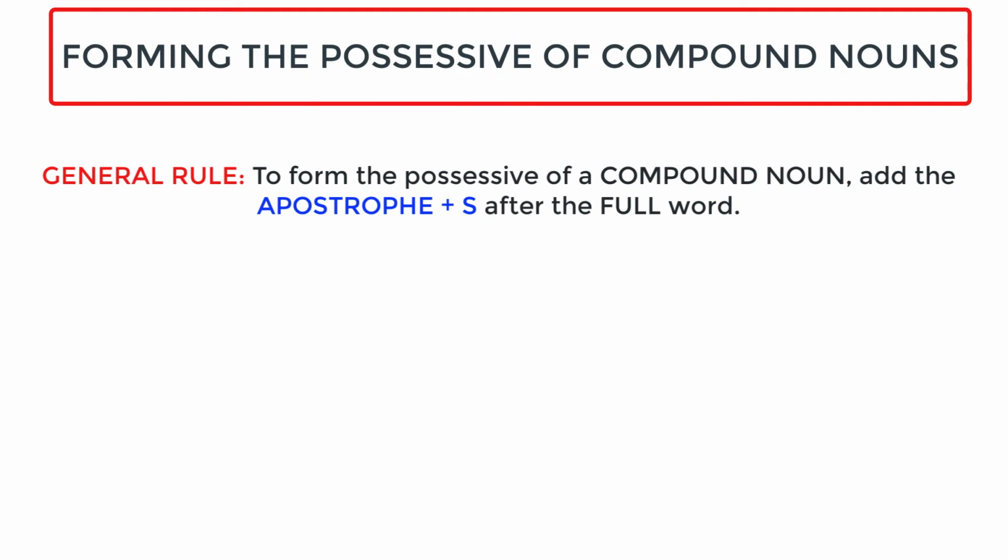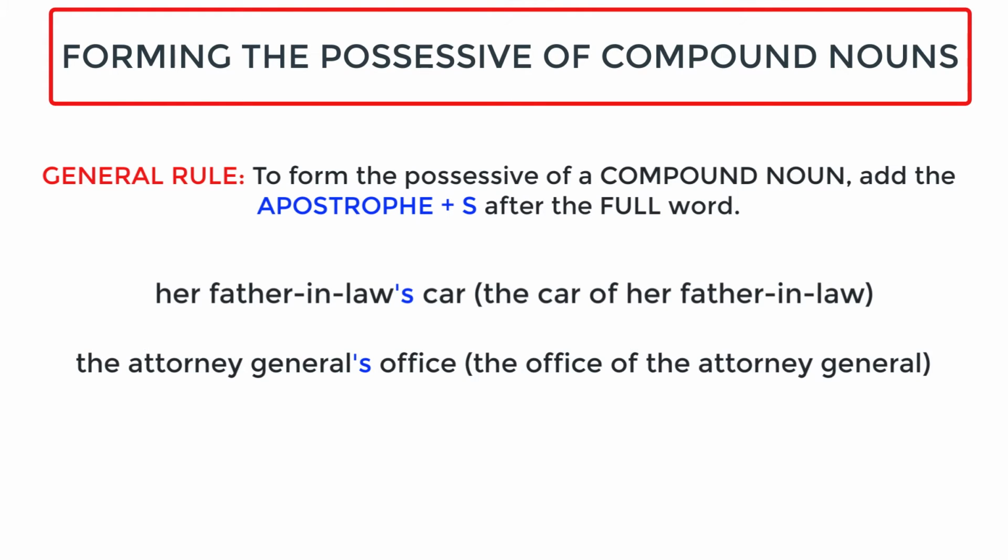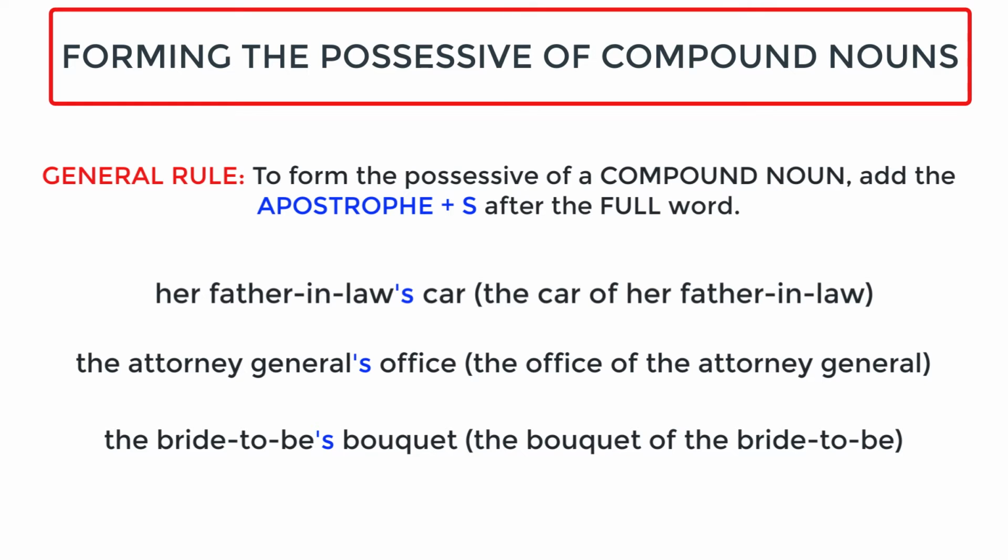When you form the possessive of compound nouns, you place the apostrophe S at the end of the word. For example, her father-in-law's car, the Attorney General's office, the bride-to-be's bouquet.